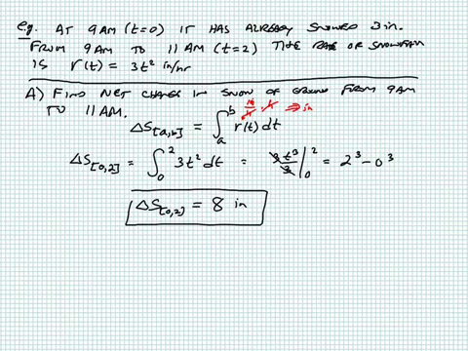So down here, the amount of snow that has fallen between 9 a.m. and 11 a.m., the net change, is 8 inches. Okay, so let's go to part B.